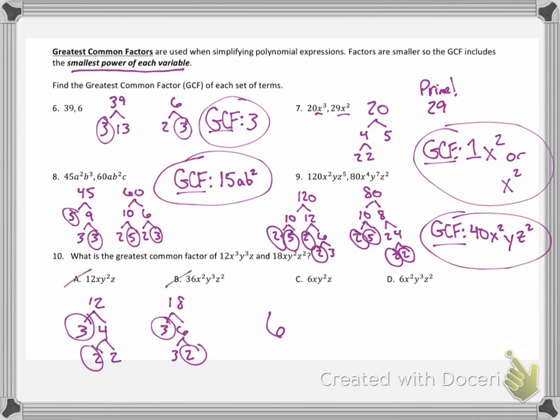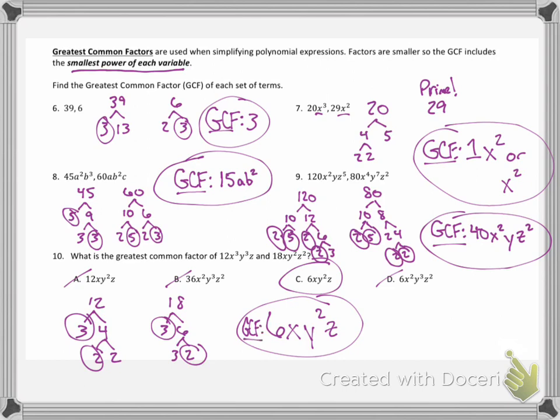So that eliminates A and B. Now it's just a matter of pulling the right variables. So again, I need the lowest of each. The lowest of the x's, I have x cubed and x. Pull the x. The lowest of the y's would be y squared. The lowest of the z's would be z. Once again, my answer is C. That is indeed my GCF.